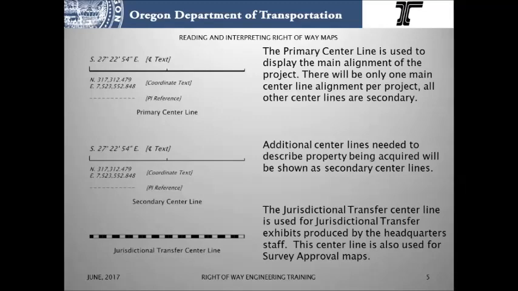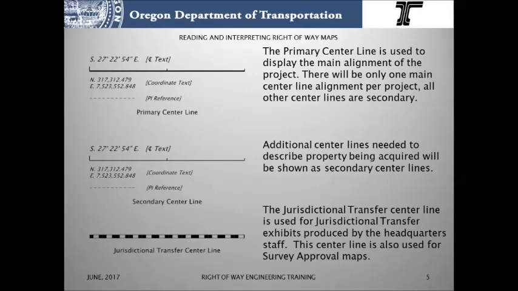Now, the main difference between the primary center line and the secondary center lines is the thickness of the line. The primary center line, being a more important line, is going to be thicker. It's going to have a heavier weight than the secondary center lines.